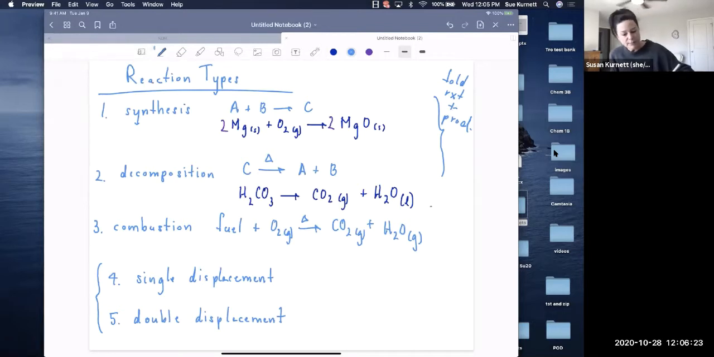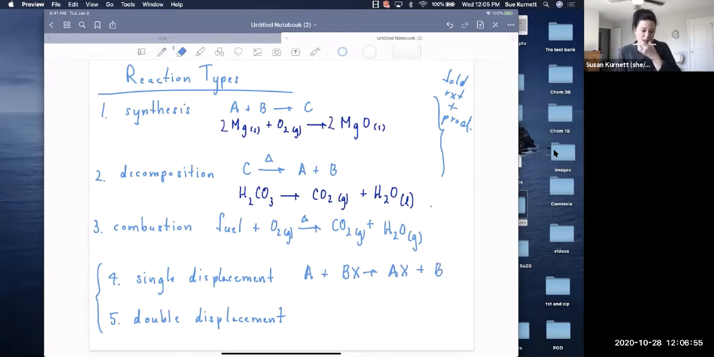For single displacement, we can predict the product. So we recognize it's single displacement because we have element plus compound. And then we use a table to decide, is this reaction going to go? I talked about this yesterday in Zoom, and there's a video up. And so you need to become familiar with that table. The table is only used for single displacement reactions. If the reaction does go, in our class, the metal becomes a cation, and the cation becomes a metal.